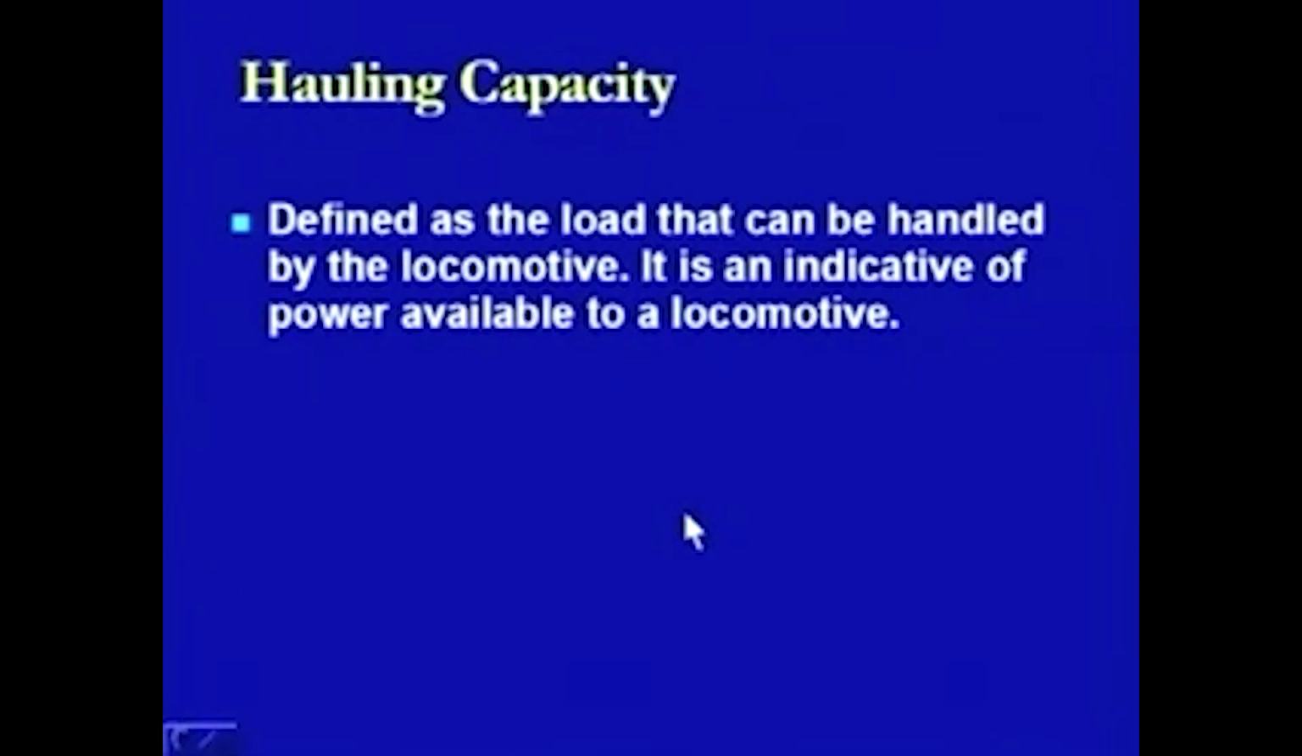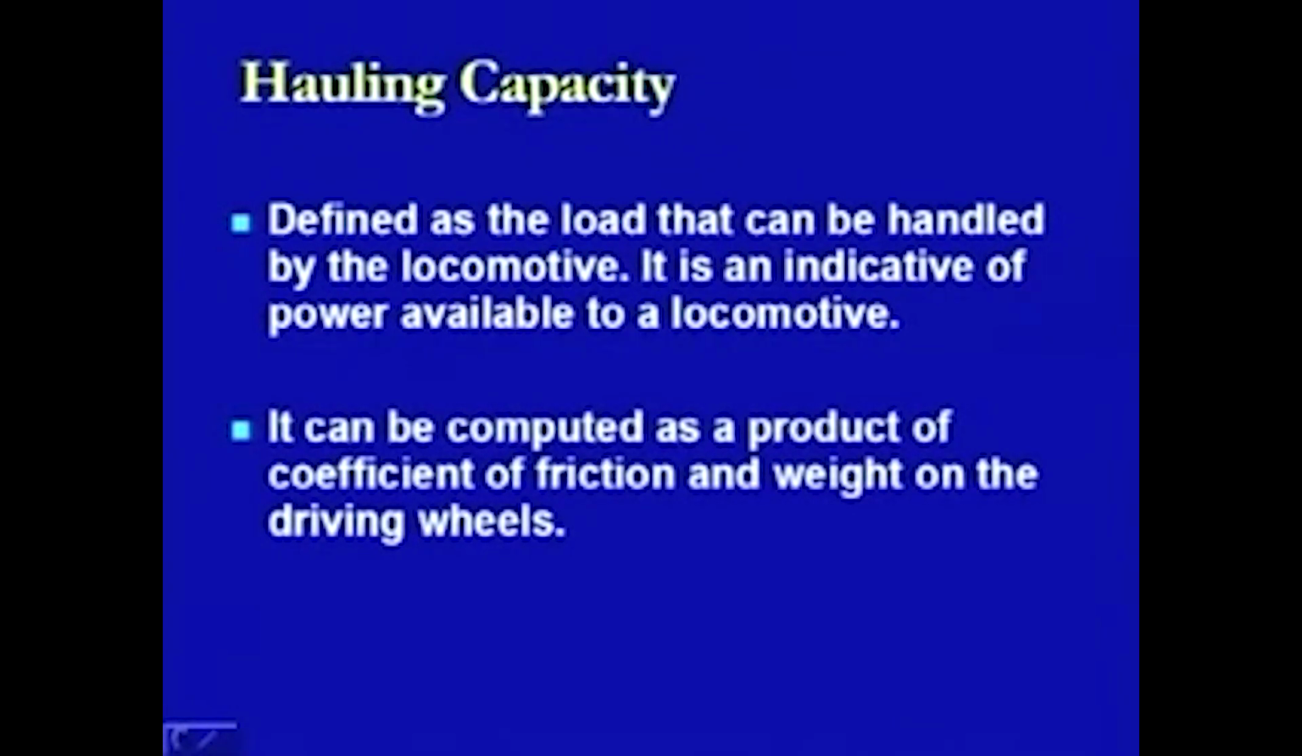Now, once we have the idea of the different resistances which have been caused, the other aspect here is that on the basis of these resistances we can find out the hauling capacity. And this hauling capacity is defined as the load that can be handled by the locomotive. It is an indicative of the power which is available to the locomotives. And this can be computed as a product of the coefficient of friction and the weight on the driving wheels.